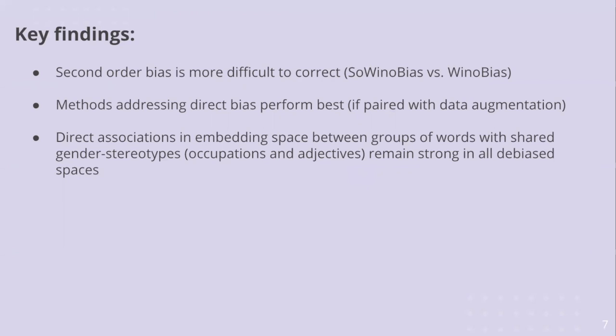To keep it brief, some of our key findings indicate that, firstly, the second-order bias does seem more difficult to correct than the explicit gender bias. However, we did see that some early methods, ones more focused on direct bias mitigation, can perform well if they're paired with data augmentation. So in that case, we've observed that mitigation of the indirect bias is not a necessary condition for doing well on SoWinoBias. Finally, we do observe that some direct associations among word vectors on our vocabularies of interest, like the gender-stereotyped occupations and the adjectives, have a remaining strong association even in all of the debiased embedding spaces, which is somewhat unexpected in those cases where the debiased embedding space was meant to have somehow mitigated indirect bias effects.